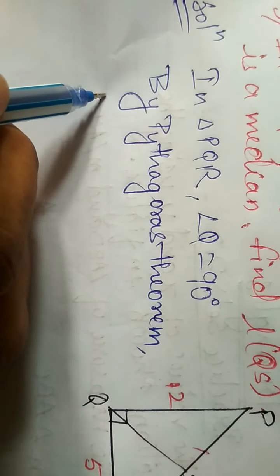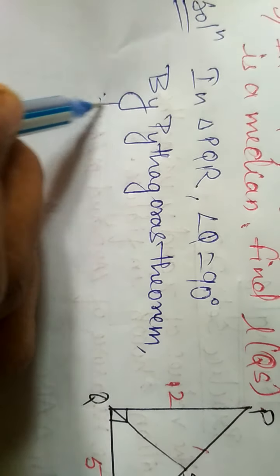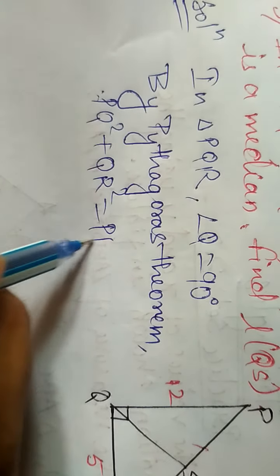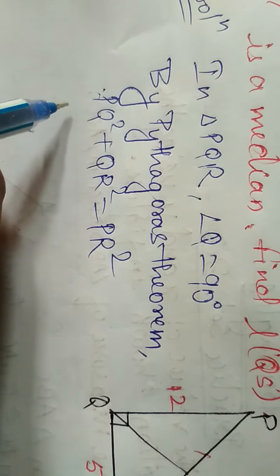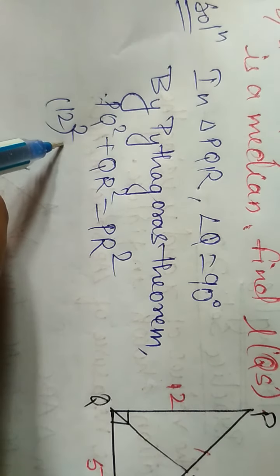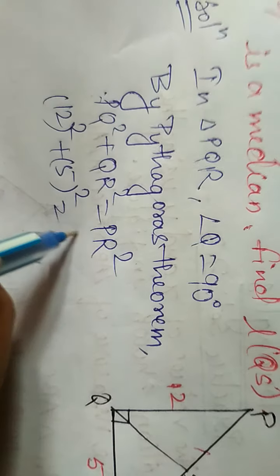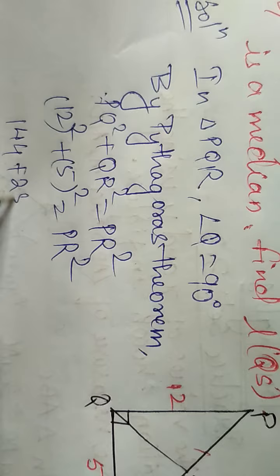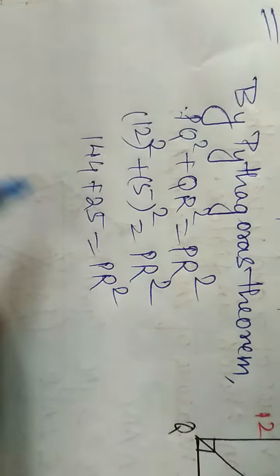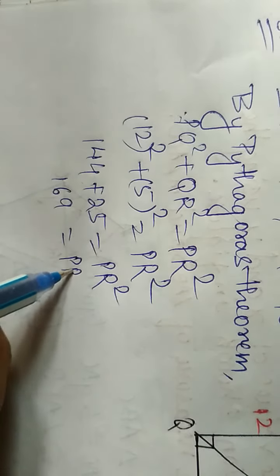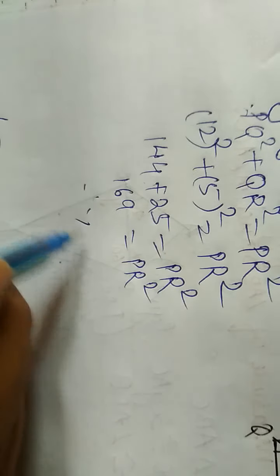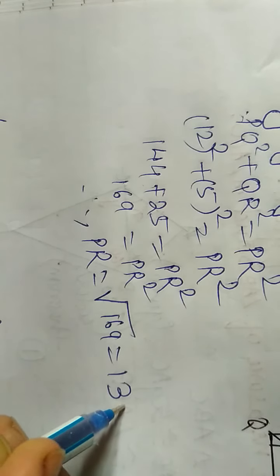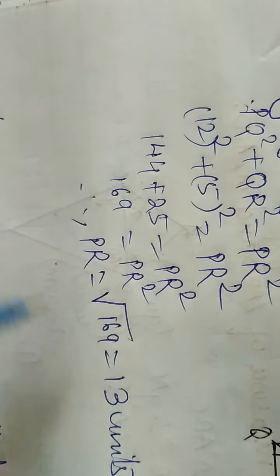We will write the formula of Pythagoras theorem: PQ square plus QR square equals PR square. Here PQ is given 12, so 12 square plus 5 square equals PR square. That means 144 plus 25 equals PR square. That is 169 equals PR square. Therefore PR will be equal to root of 169, that is 13. So we get 13 units for PR.